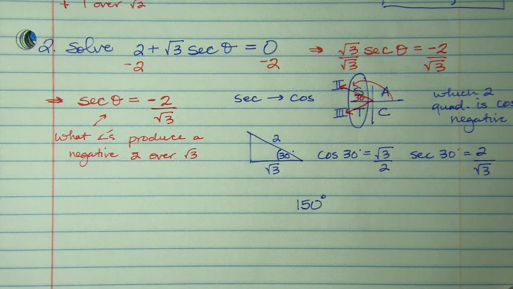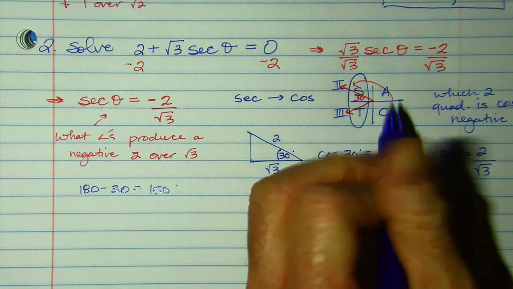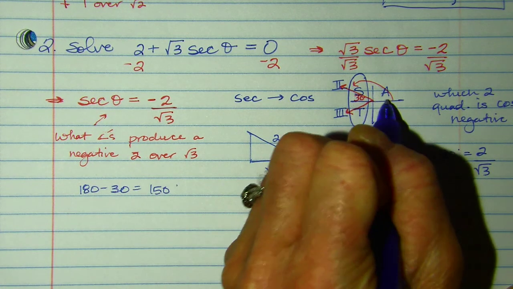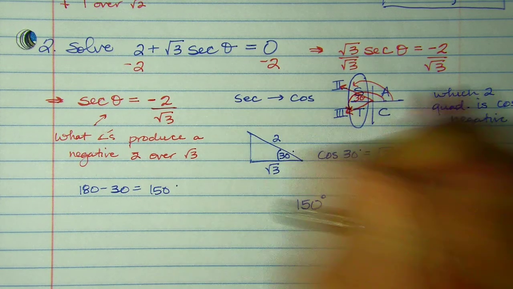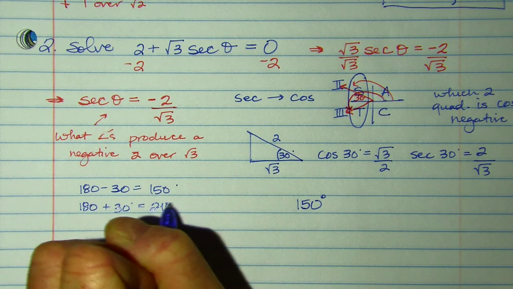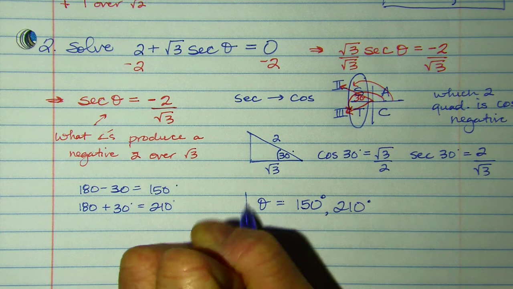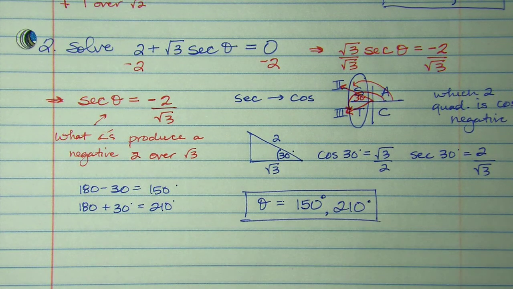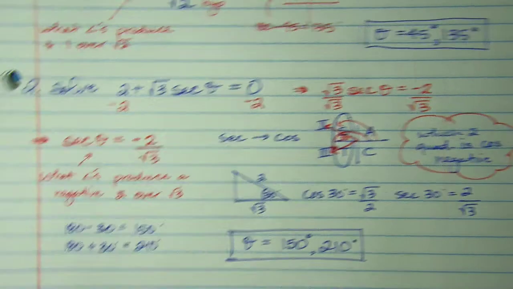Okay, it would be the angle with a related angle in quadrant 2. So it would be 180 minus 30, which is 150. For it to be in quadrant 3, that would be 180 plus 30, so 180 plus 30 would give me 210. So theta equals 150 and 210. I would stop there because I don't want to exceed 360. I used those two because those are the two quadrants in which cosine is negative.